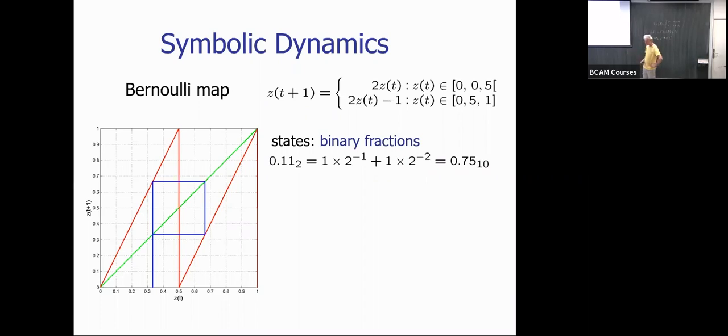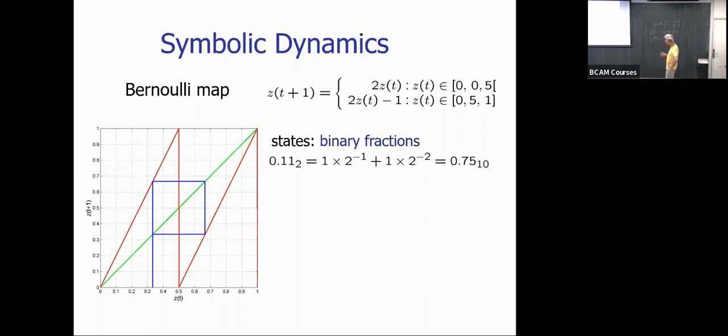We can express the states as binary numbers, as binary fractions. So here, for example, I can take the state 0, 1, 1 in the binary number system and evaluate this in the decimal system. Of course, it is 1 times 2 to the minus 1 plus 1 times 2 to the minus 2, which is 0.75 in the decimal system.